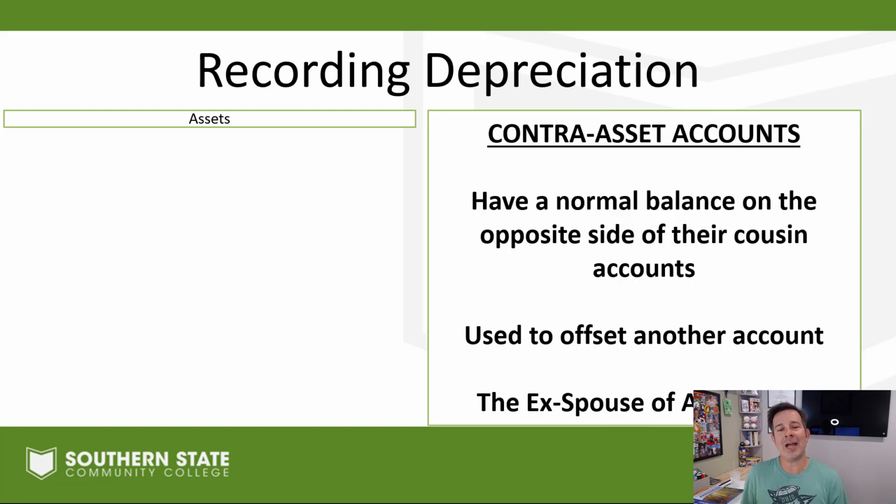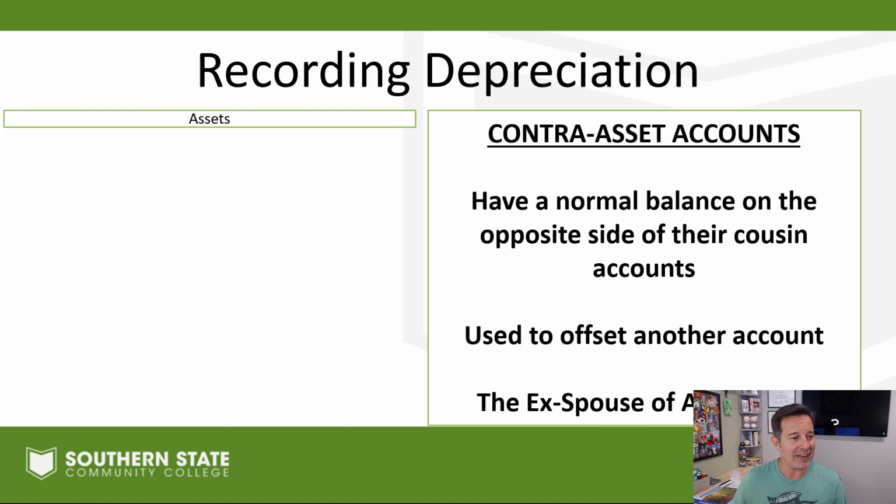We use a contra asset account to offset another account. And that's why I like to refer to them as the ex-spouse of accounting. You have an ex-spouse, maybe an ex-boyfriend, ex-girlfriend, ex-husband, ex-wife. You might think that their only function in life is to bring you down. Man, the exes, it's tough, right? It's the exact same concept here. The only reason contra accounts exist is to bring down another account. They are literally the ex-significant other of the accounting world.